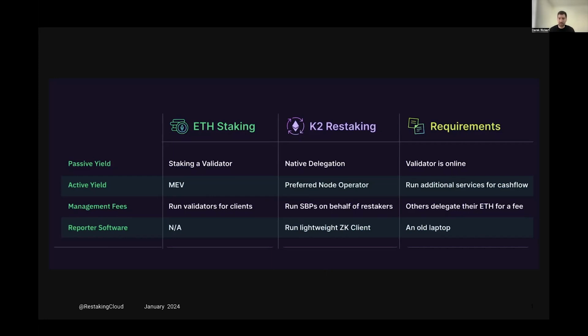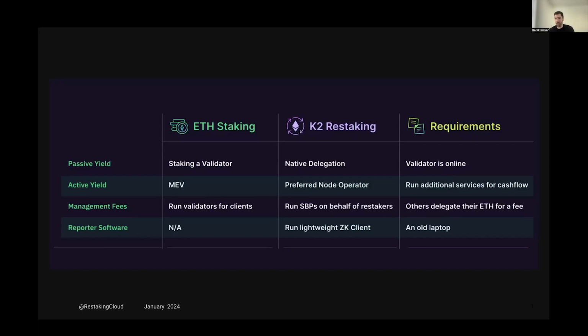Now, these rewards in K2 can be additional ETH if that's what's being offered by a service or by a network, or it could be an ERC20 token. It could also be a combination of the two, but this is more active yield. They have to be running additional services. It's more than just being online and being there, and more than just natively delegating. And similar to ETH staking, it's more than just ETH staking. This is something that's actively being run.